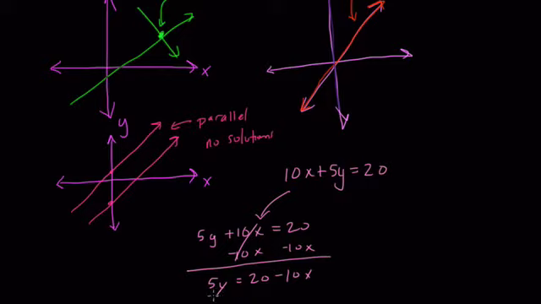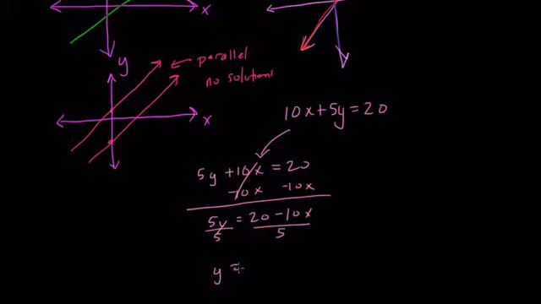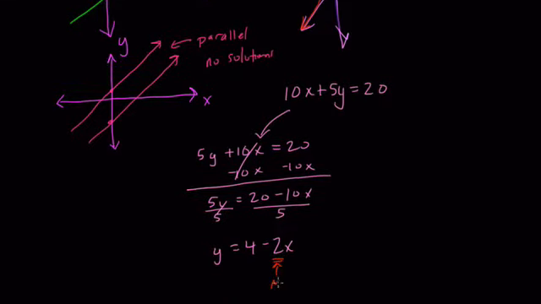But we want y all by itself. I divide everything by 5. So instead of 5y, we would just have y equals 20 divided by 5, which is 4, and negative 10 over 5, which is negative 2x. So now we know that our slope is 2, m equals 2, and our y-intercept is 4. So this in fact makes everything nice and easy. Another way to do it is to use the standard form. So we'll come back to this in a second.